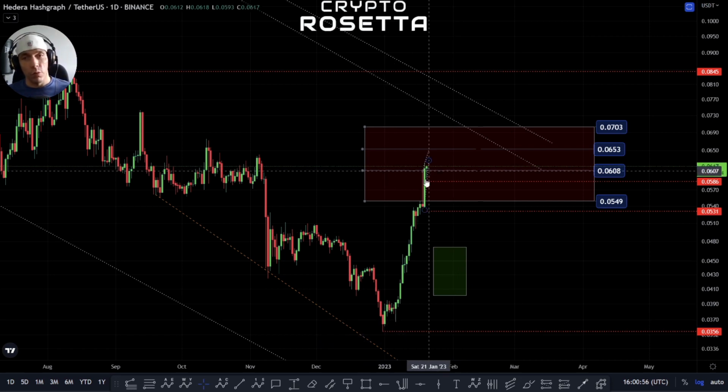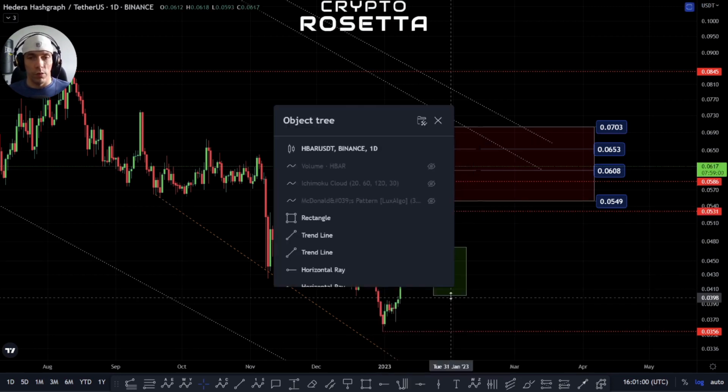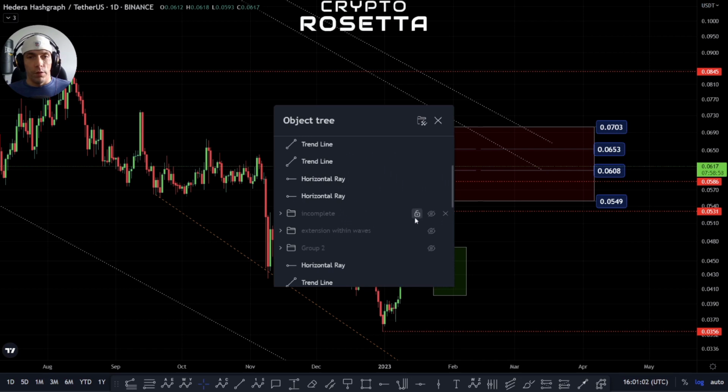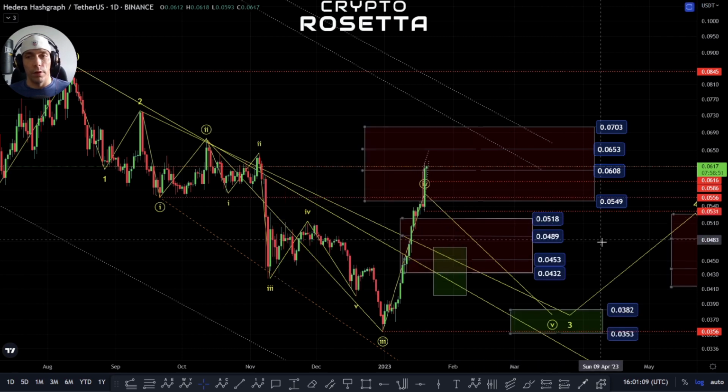Okay, so we got a few things we want to discuss here. We have had this move up here, which has been a very strong move. I wasn't expecting it to be as strong as it was. We did talk about the potential we could get something up here and invalidate, but I wasn't really expecting it. So now we got to adjust our analysis.